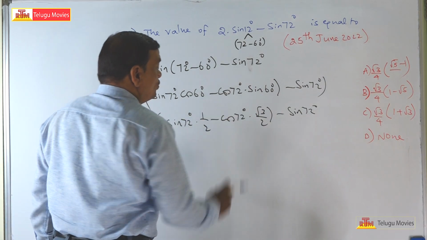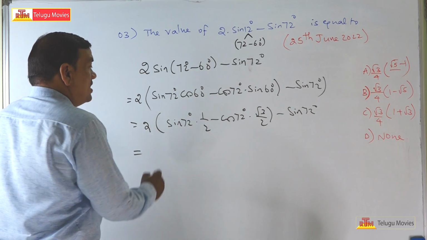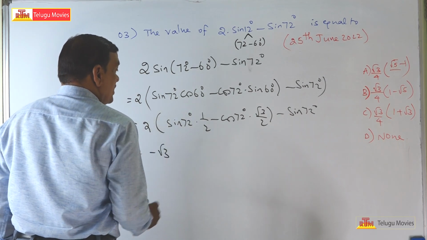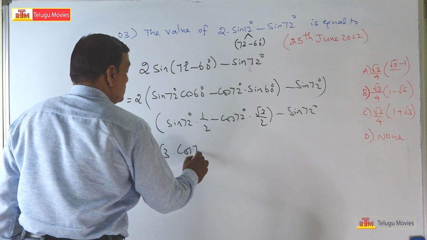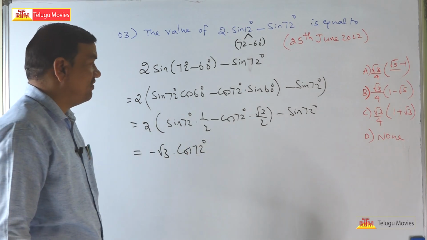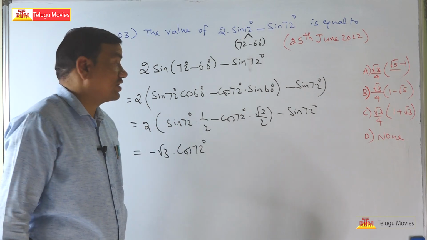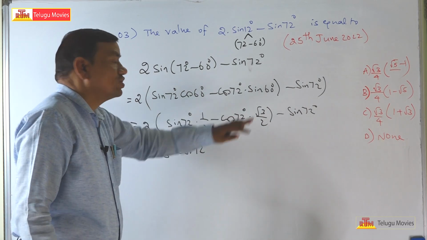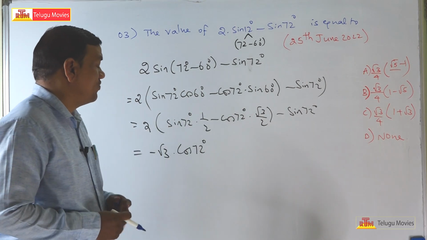This 2 and 2 will also cancel. Ultimately, minus root 3 times cos 72 degrees. Very clear. So this 2 is also cancelled, minus root 3 times cos 72 degrees. Then what is the value of cos 72?